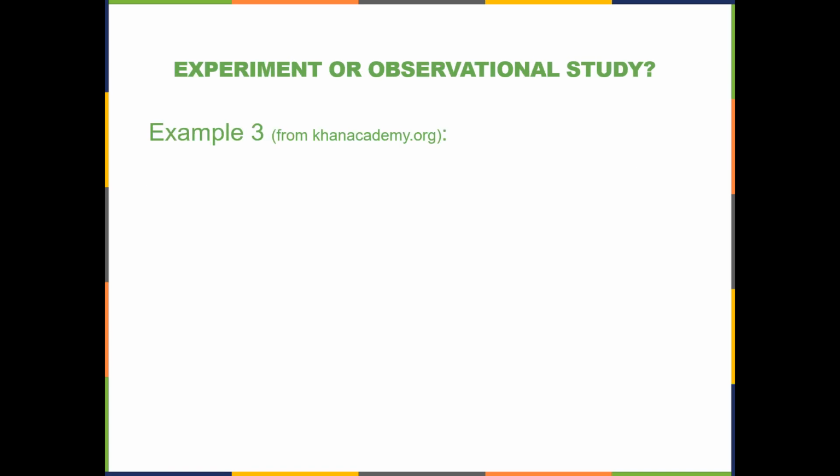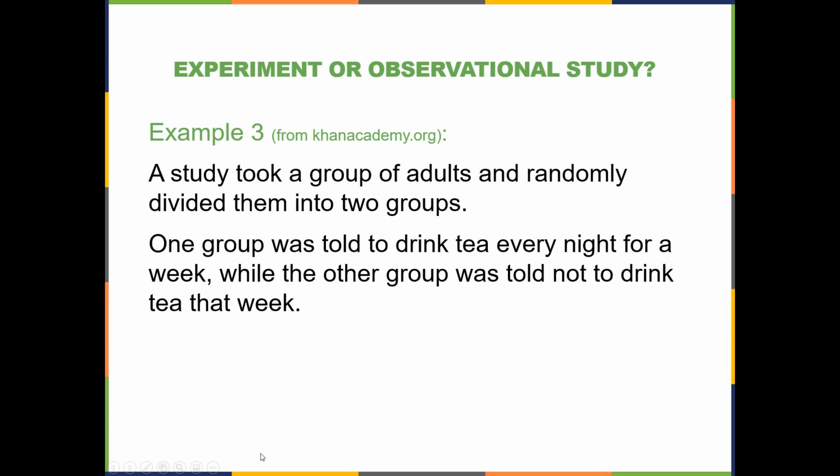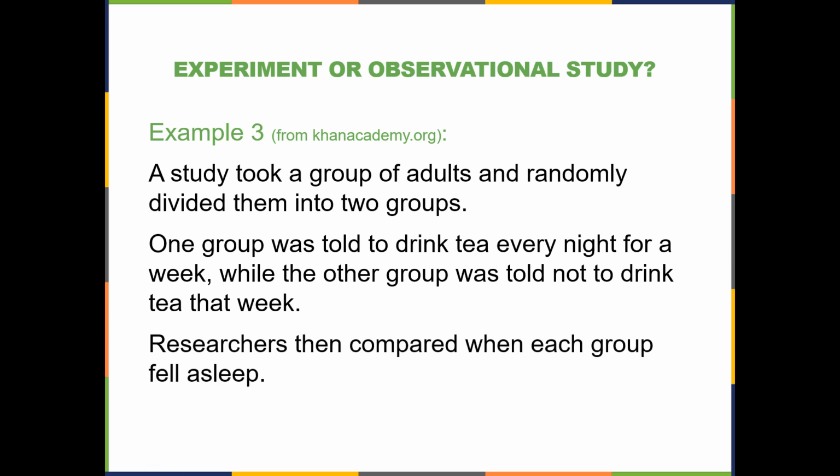Now we'll look at more examples and determine whether we see an experiment or an observational study. These examples were taken from khanacademy.org. Example 3. A study took a group of adults and randomly divided them into two groups. One group was told to drink tea every night for a week, while the other group was told not to drink tea that week. Researchers then compared when each group fell asleep.